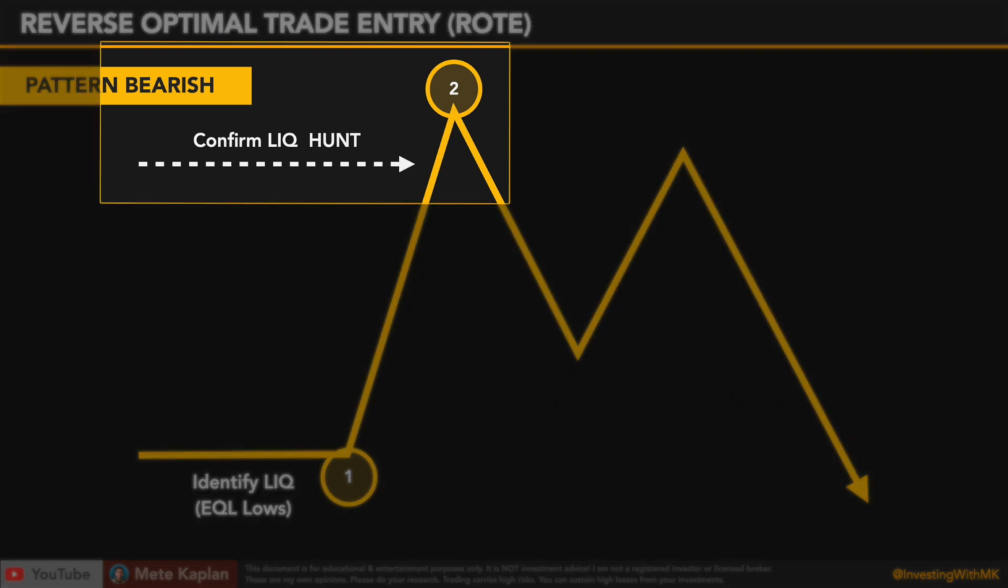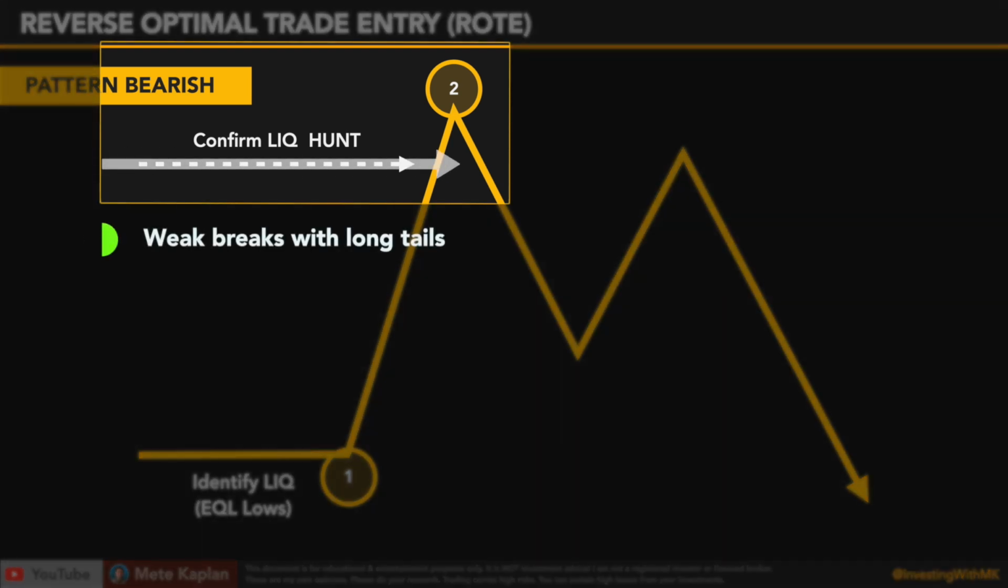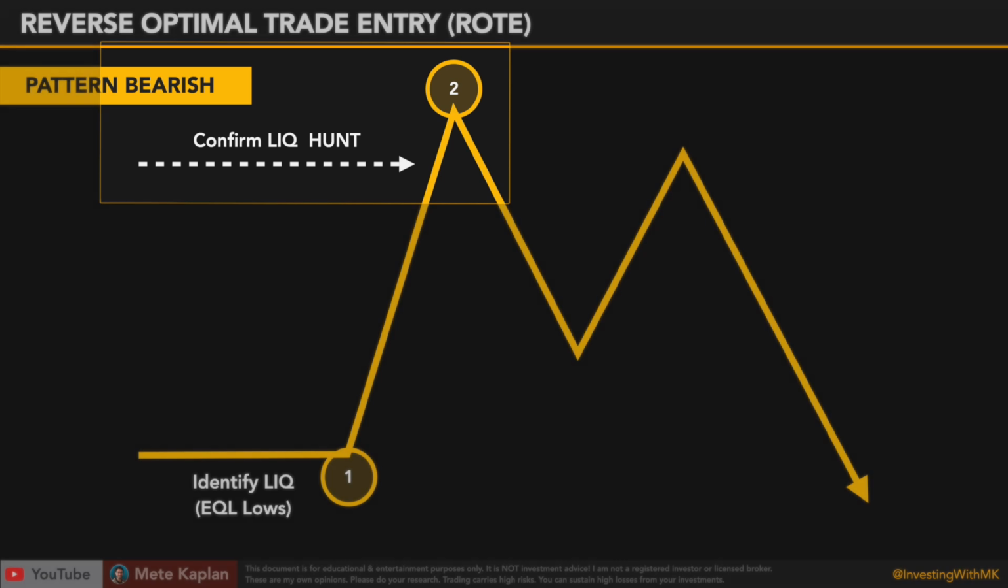Step 2. Confirm a liquidity hunt. What does it mean? Actually, again, it is quite easy. Just confirm a weak break of a previous swing high or low. The idea is the break should be really weak, mostly long tails.